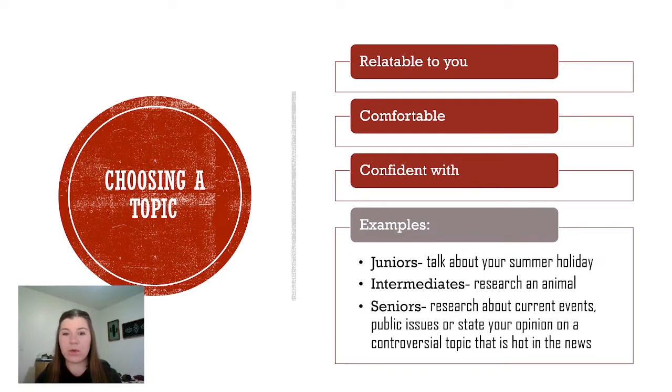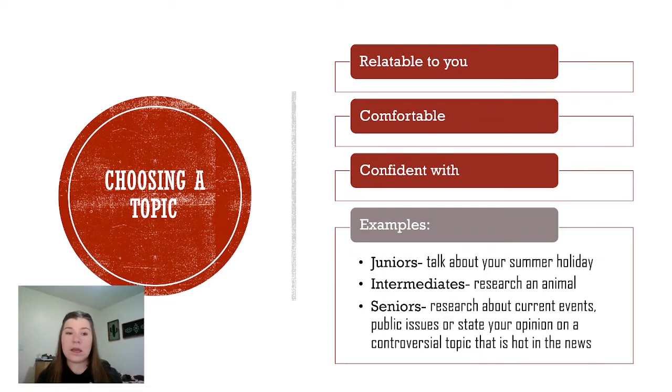Intermediates are kind of where you want to start ramping up your topic to be a little bit more professional. So intermediates, a good example of some topics for your speech or presentation is to research an animal. You can say why they are a very good animal to have within our environment or our ecosystem, or really just explain why you find this animal very fascinating. So that again is a topic that you can really relate to and that you can be very confident in discussing if you have a passion about that animal for some reason.